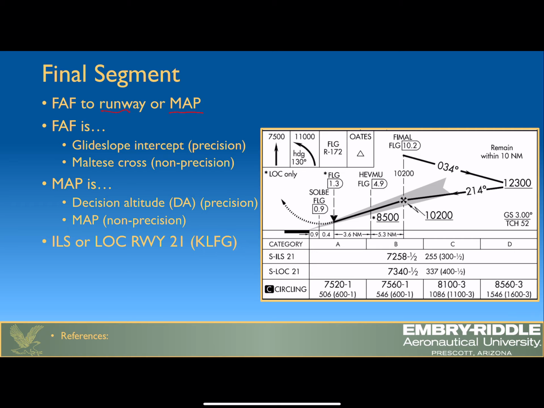So the final approach fix is two things, depending on what kind of approach you're flying. The final approach fix is when you have glide slope intercept for a precision approach. So when you get that glide slope intercept, that is your final approach fix. Or it's the Maltese cross for the non-precision approach. And then that brings you down from your final approach fix to your missed approach point. And that can be one of two things. It's either your decision altitude, what we call DA, for a precision approach, or the missed approach point for a non-precision approach.